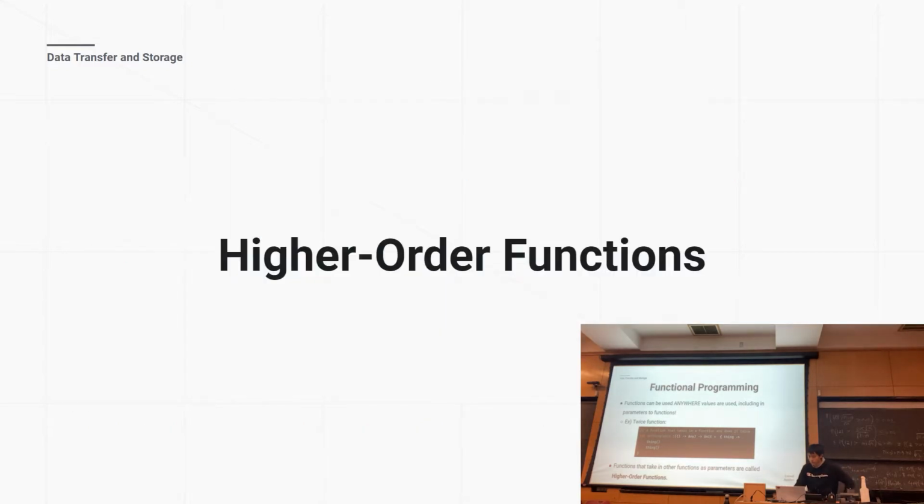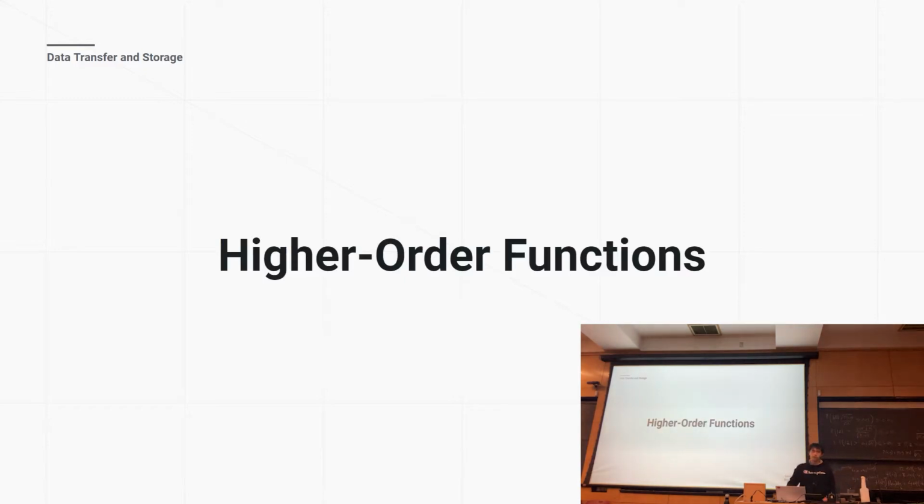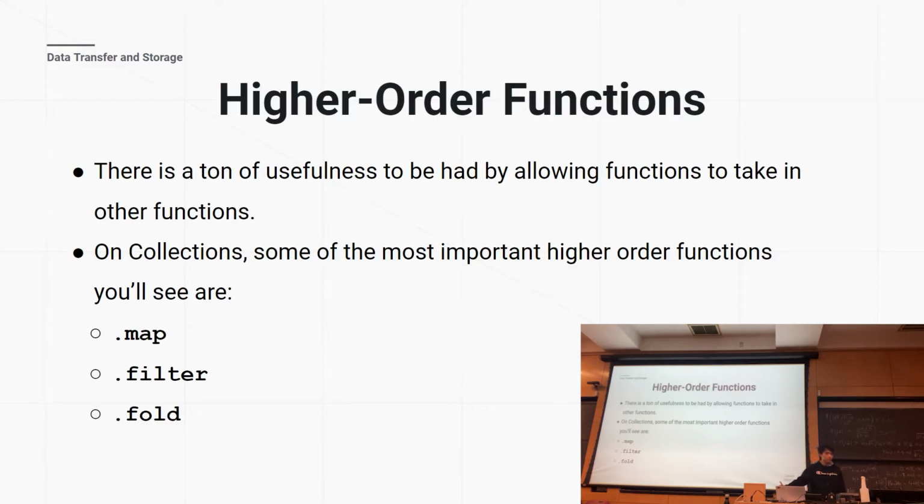We'll dive into a couple more of these higher order functions, some of which are more useful than just the twice function. There's a lot of usefulness to be had, and a lot of code condensing by allowing functions to take in other functions as parameters. On collections, like lists, sets, mutable lists, and whatnot, some of the most important higher order functions you'll see are map, filter, and fold. These are all over our code base on eRead and on other apps on AppDev as well. They're everywhere, they're super useful, and condense your code so much, as we'll see in the demo later.